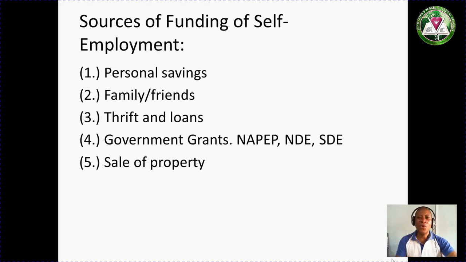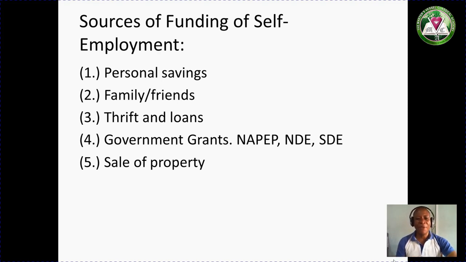Another avenue of raising money for self-employment is through our family or our friends. We can go about asking our family members, friends or relatives who have money to help us start a business. We can ask them to help us generate money with which we can start up a business to be self-employed.